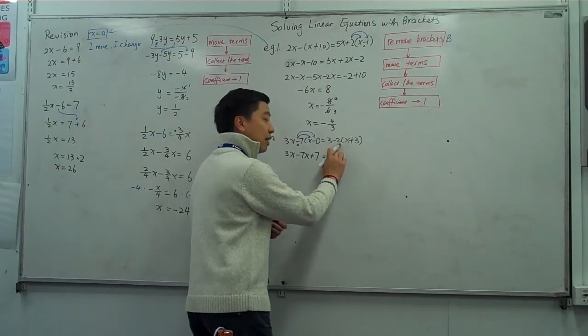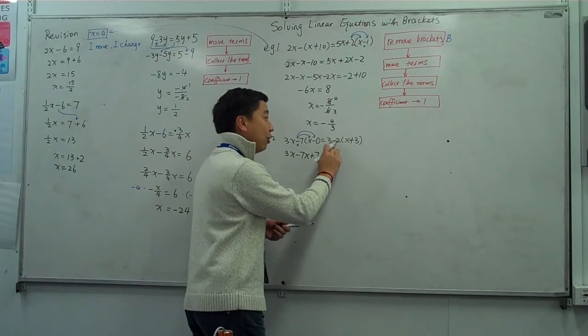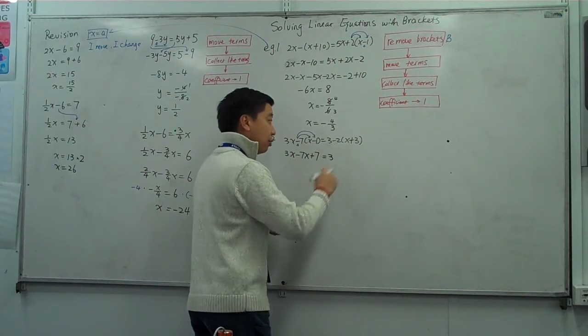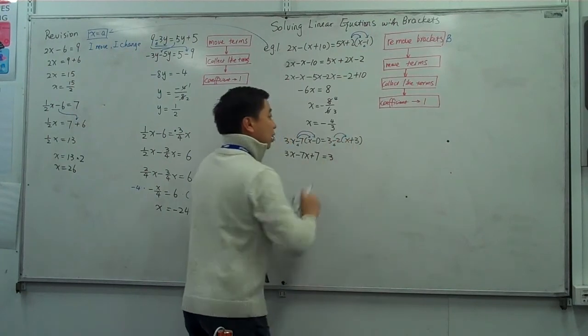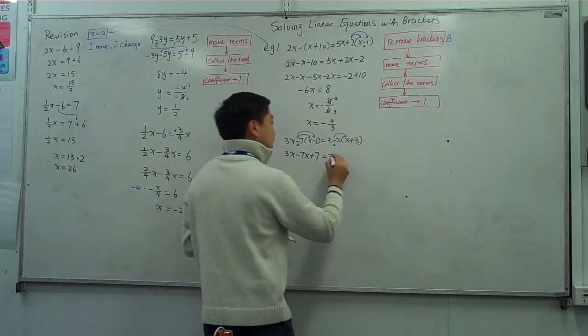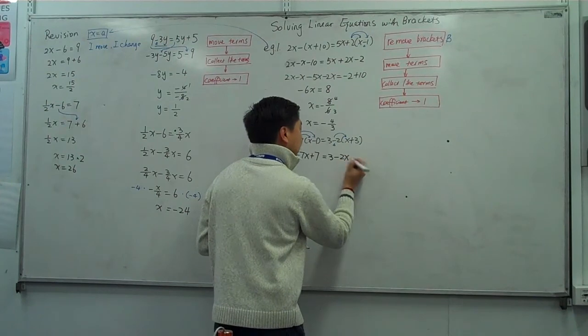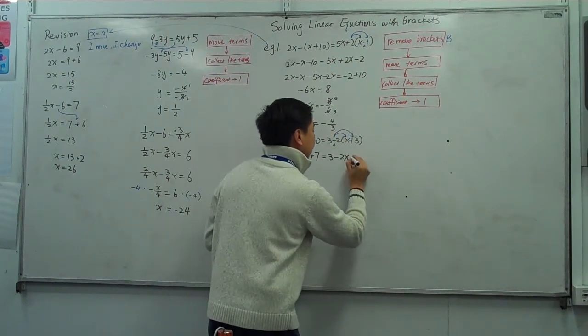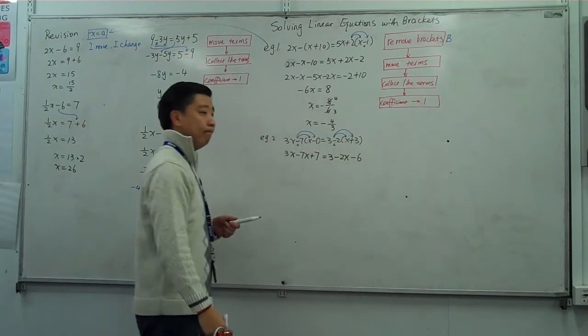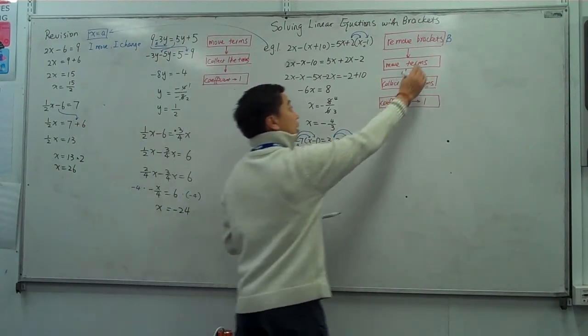And then is that 2x or negative 2x? Good, that is negative. Always include the sign. So negative 2 times x is negative 2x. And then negative 2 times positive 3 is negative 6. Alright, we finished this step.